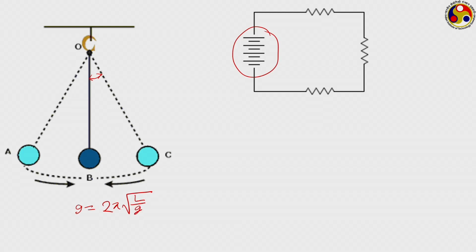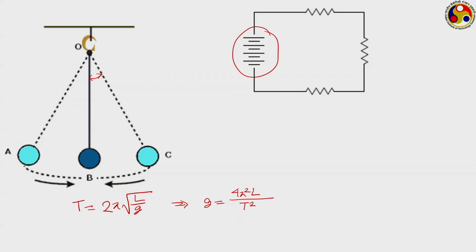Here L refers to the length of the thread. I am wrong, sorry. On the left hand side we have T, the time period of oscillation, and g is the gravitational acceleration. Or if we rearrange the equation, g comes out to be 4 pi square L upon T square. The mass of the bob of course does not come into this picture.